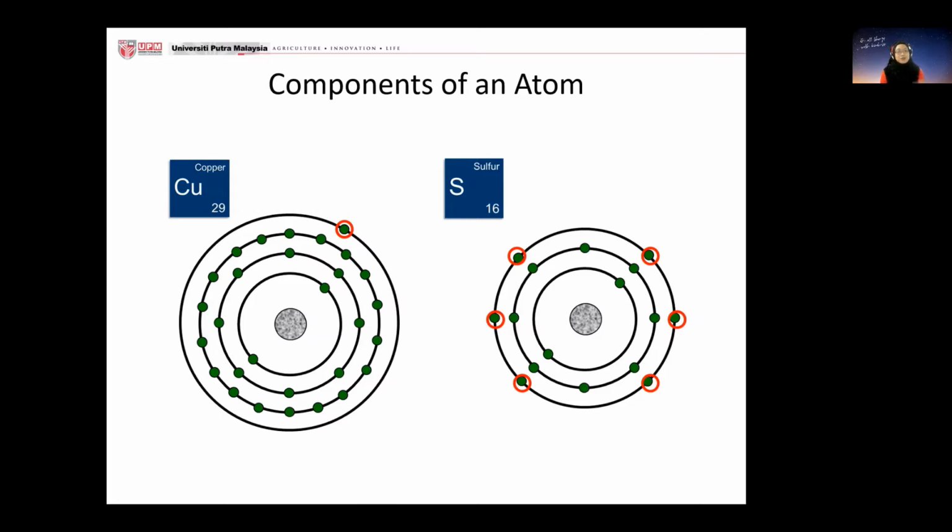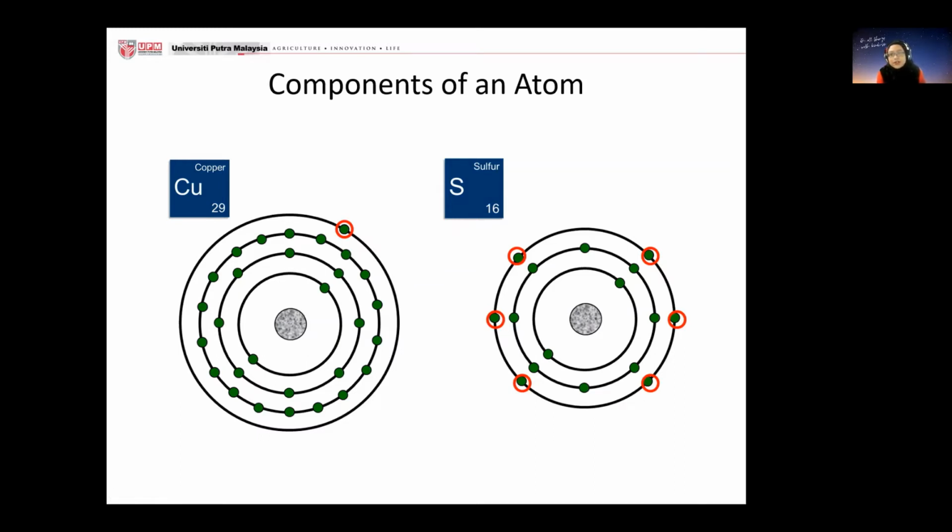Just now, when I said the preference of an atom, it's either the valence orbit needs to be completely filled or empty. If you look at copper, the atomic number is 29, and sulfur, the number is 16. So what is the relevance of knowing that?